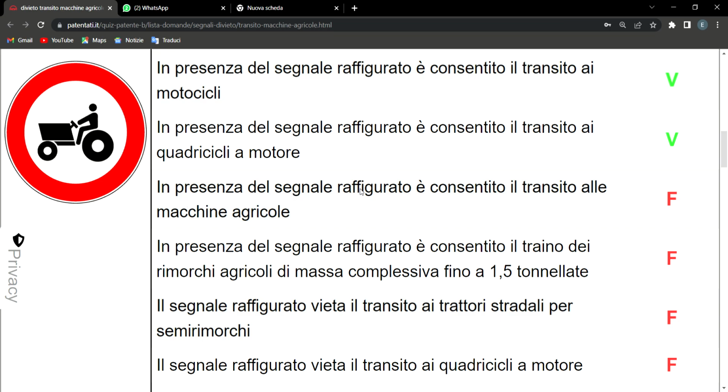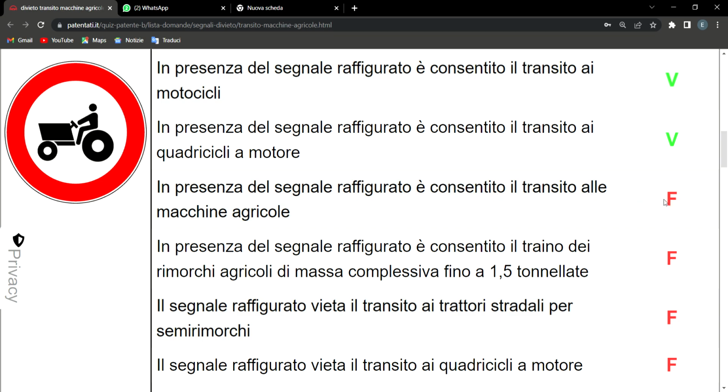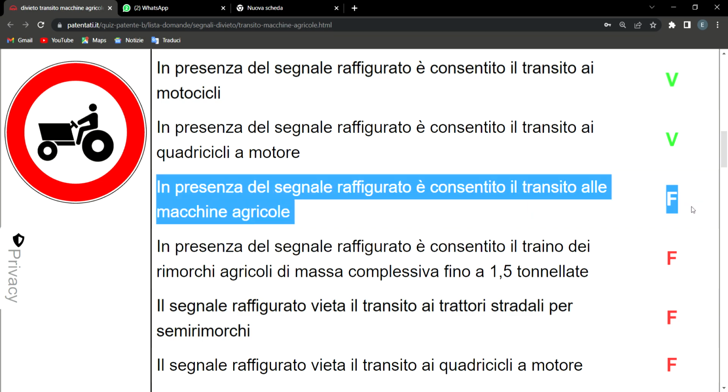Number one question says "In presenza del segnale raffigurato è consentito il transito alle macchine agricole." This one is false. Because the question says that in the presence of this very sign, it permits, take note of this word, consentito, often time I always say it, the transit of agricultural vehicles. And do not forget, the sign is a prohibition sign for agricultural vehicles. This question is now saying that this same sign permits the transit of agricultural vehicles. So the answer to this one is false, because the sign does not permit the transit of agricultural vehicles or agricultural machines. So take note of that.